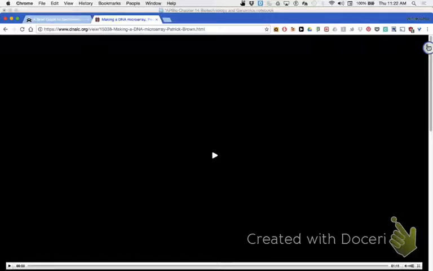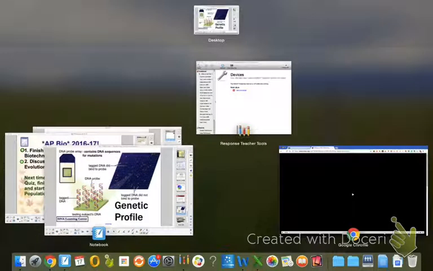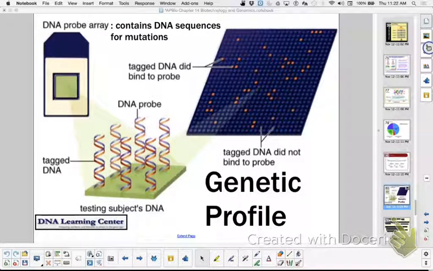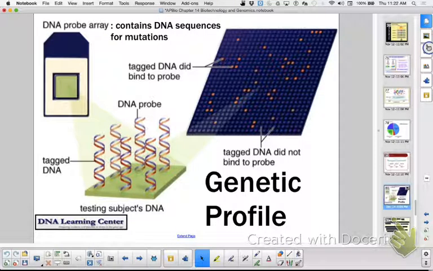So this is underneath DNA microarrays, DNA chips. Current cellular mRNA binds to DNA on a chip and can show which DNA is active. A genetic profile can indicate genetic illnesses and what drug therapy might work best.